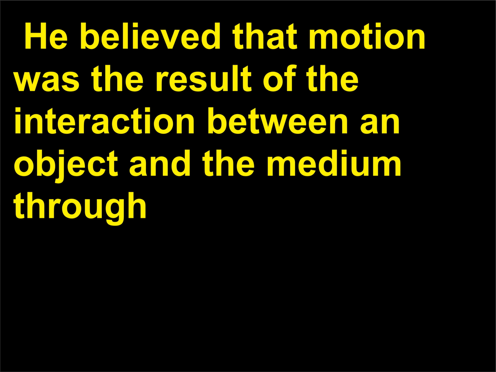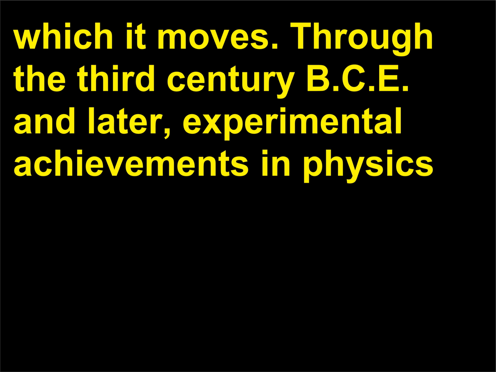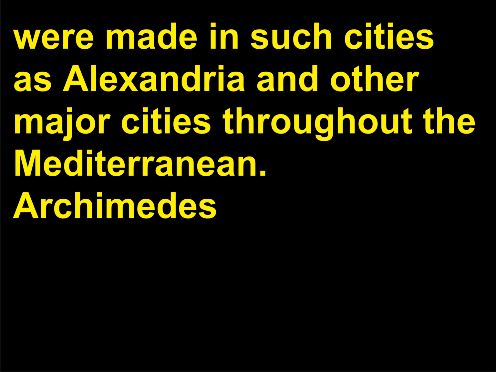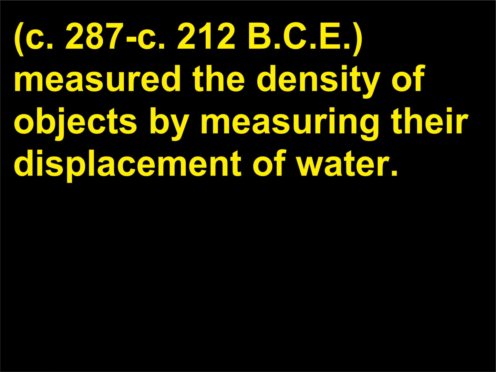He believed that motion was the result of the interaction between an object and the medium through which it moves. Through the 3rd century BCE and later, experimental achievements in physics were made in such cities as Alexandria and other major cities throughout the Mediterranean. Archimedes, c. 287–c. 212 BCE, measured the density of objects by measuring their displacement of water.